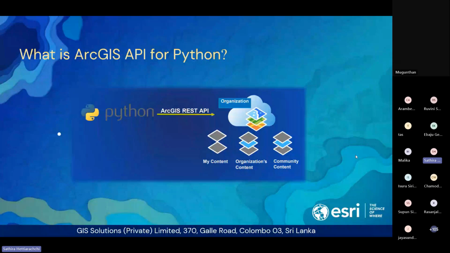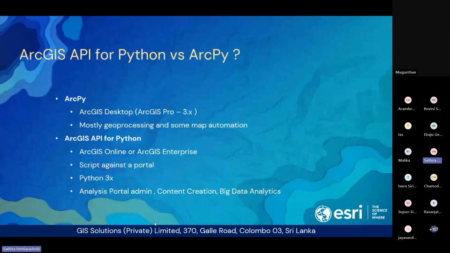Now I think y'all might have some confusion. In earlier days we heard about ArcPy, which was there in the desktop versions. Now, what does this ArcGIS API mean? The ArcGIS API for Python and ArcPy are two different things. You all have to have a thorough idea of this. These are two different things.